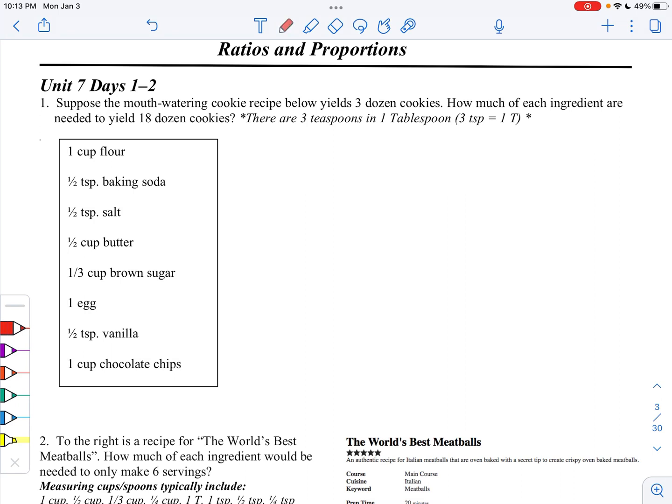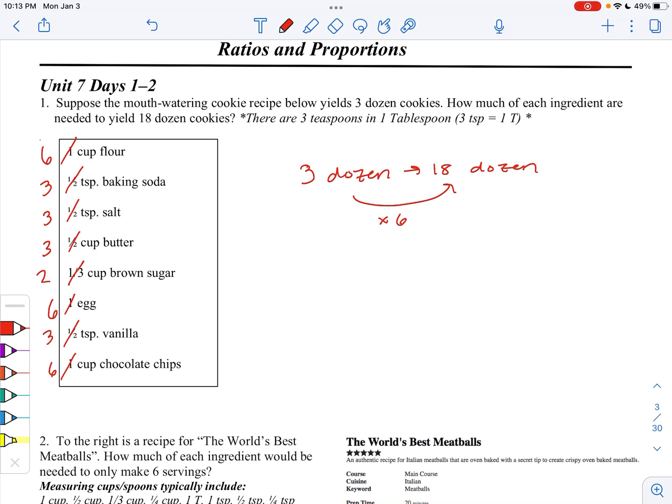So here's our ingredient list. If we're trying to go from 3 dozen to 18 dozen, we are trying to multiply this recipe by 6. So every ingredient here has to be multiplied by 6. So we need 6 cups of flour. We need 3 teaspoons of baking soda, 3 teaspoons of salt, 3 cups of butter, 2 cups of brown sugar, 6 eggs, 3 teaspoons of vanilla, and 6 cups of chocolate chips.